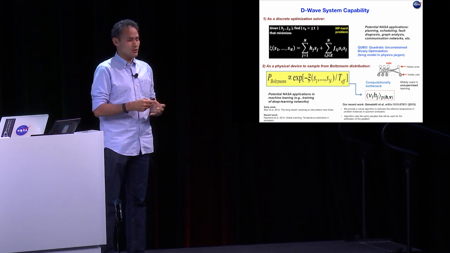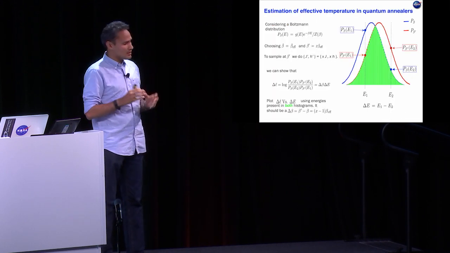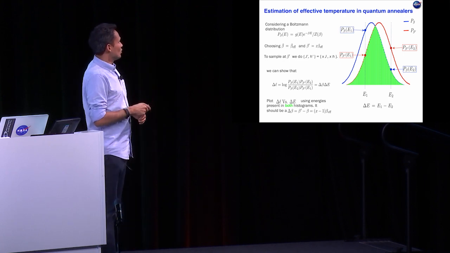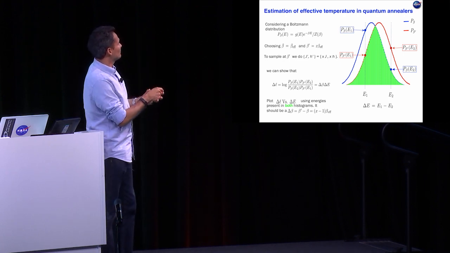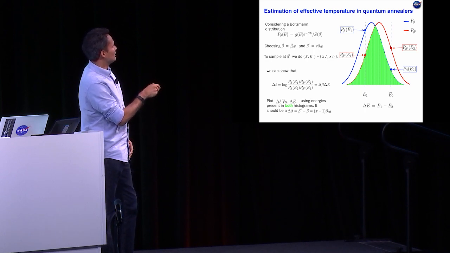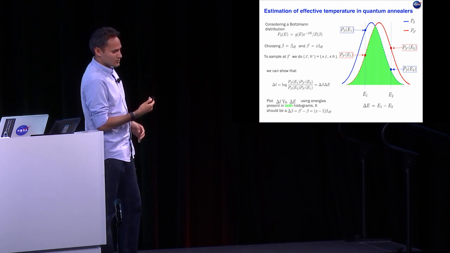Now I'm going to show you some of the results. Let me first give you, in one slide, what the algorithm is about. The algorithm is very simple. From the many things that we tried, this is the one that works the best. You have here your Boltzmann distribution. Here is the degeneracy, the density of states at a certain energy, and here is your Boltzmann factor.